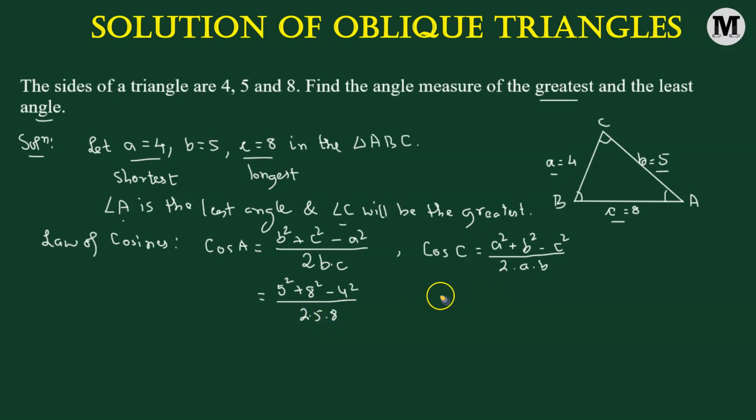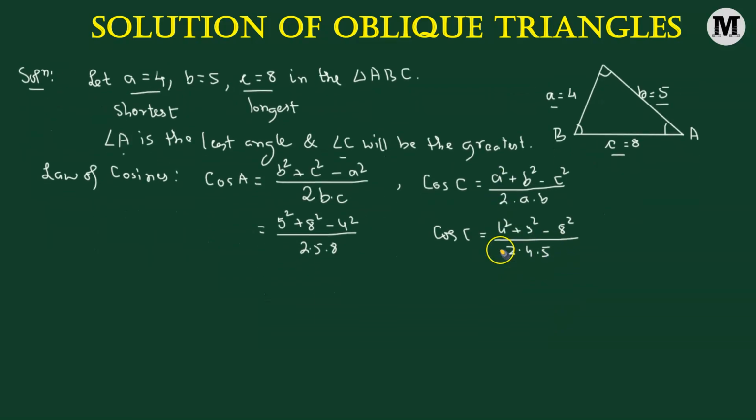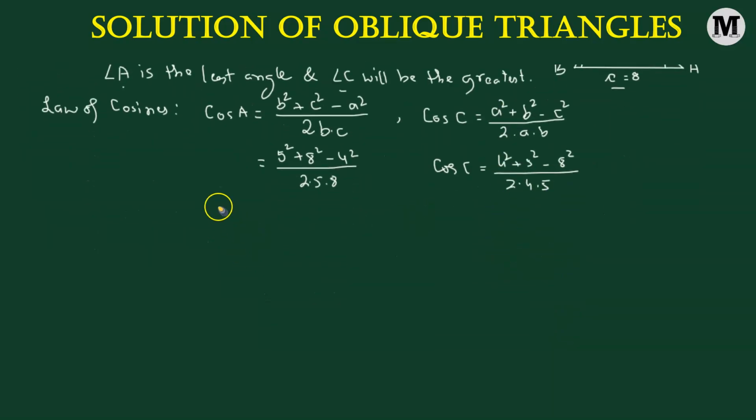Next, we have cosine of C. That equals a squared plus b squared minus c squared, so we have 4 squared plus 5 squared minus 8 squared, whole divided by 2 times 4 times 5. Let's further simplify. Cosine of A comes out to be 73 over 80, and cosine of C comes out as negative 23 over 40.